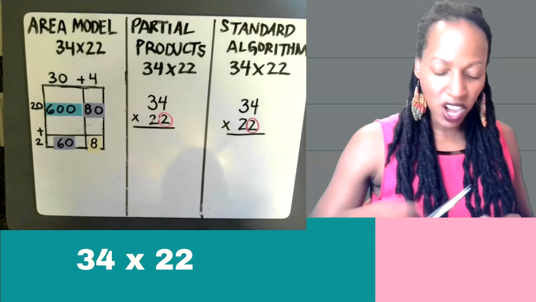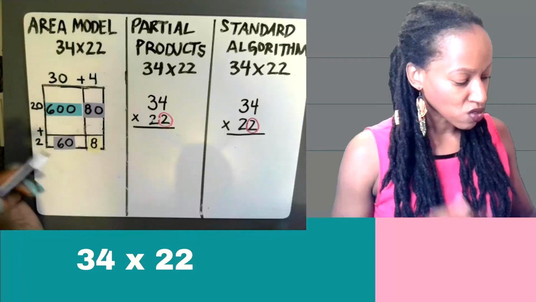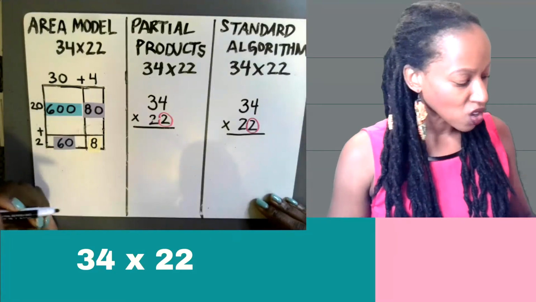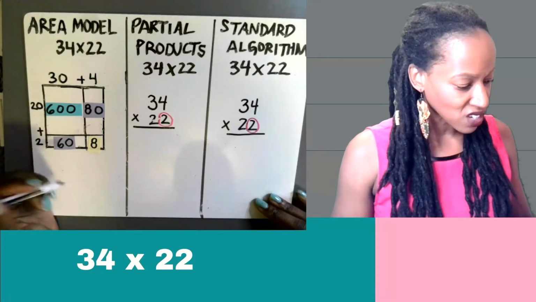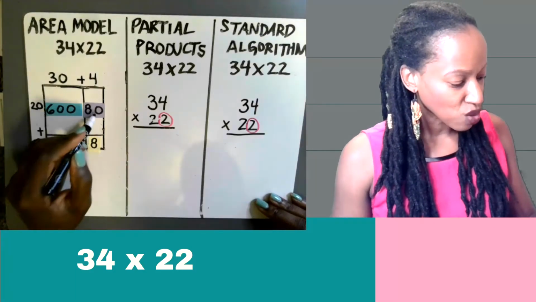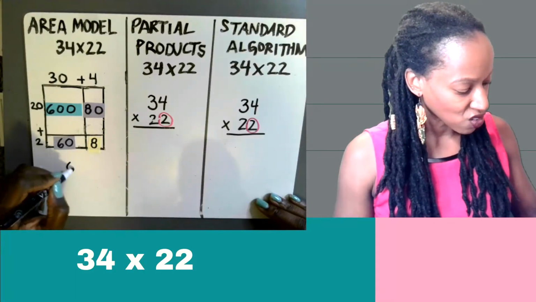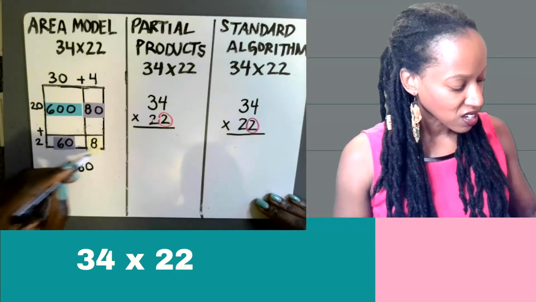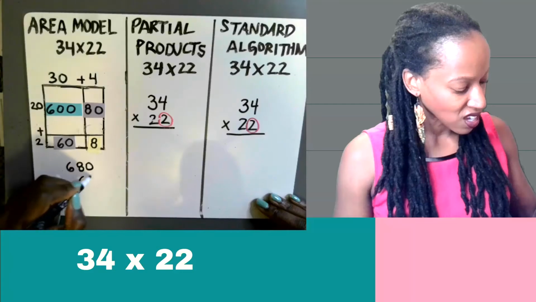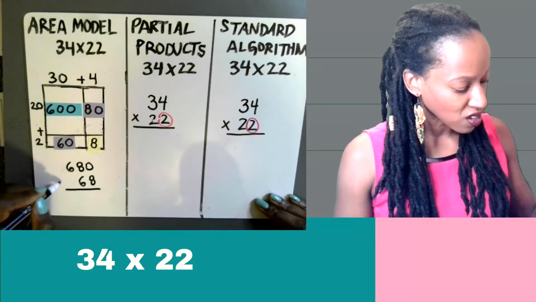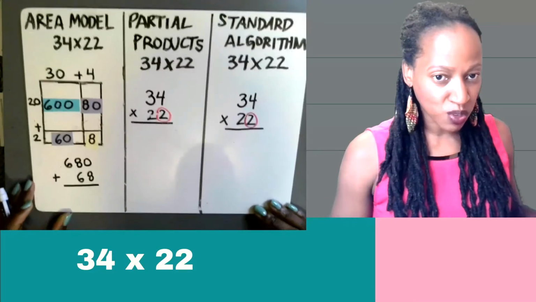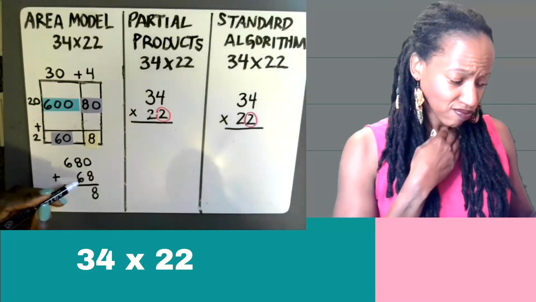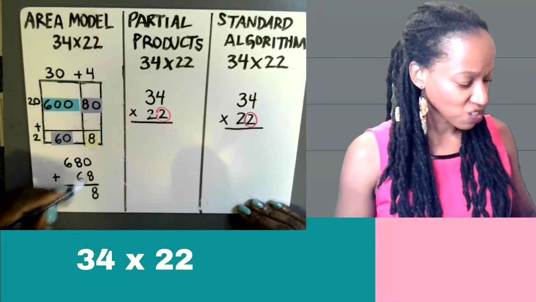Now, in order to find my total product, what I would do is I would add up all of my parts. So I'm going to look horizontally because that's easy for me. I'm going to look at 600 plus 80, that's 680, plus I have 60 plus 8, that's 68. And if I add those two together, I have 8 ones plus 0 ones gives me 8 ones. 6 tens plus 8 tens gives me 14 tens.